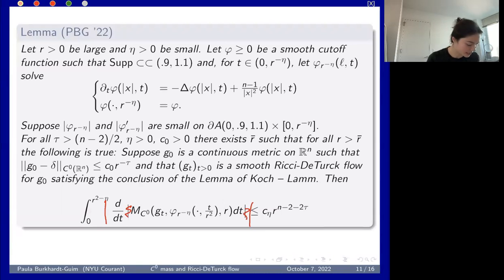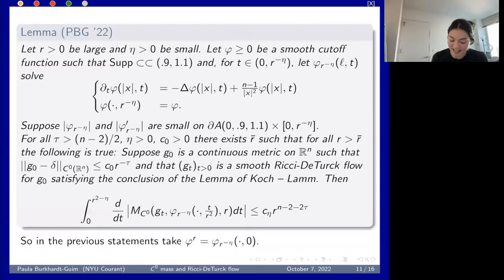Let's see, was there anything else I wanted to say? Okay, so let's see if I wrote it. So in the previous statements, I had these varying test functions, a varying family of test functions. And so you can see from this statement that at scale r, I want my test function to be this evolving test function, and I want to take the time 0 slice of it. Okay, and the reason is just because then this function, when I evolve it, behaves nicely with this distortion under Ricci-DeTurck flow. Okay.